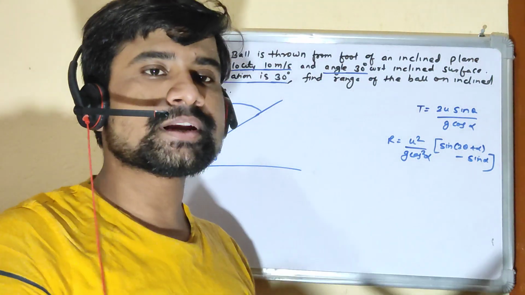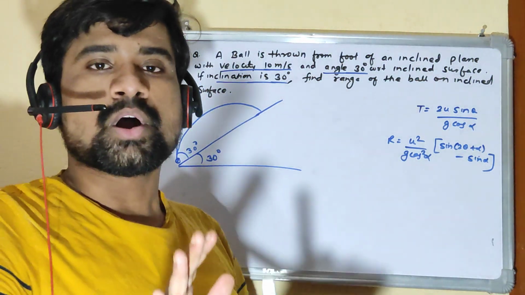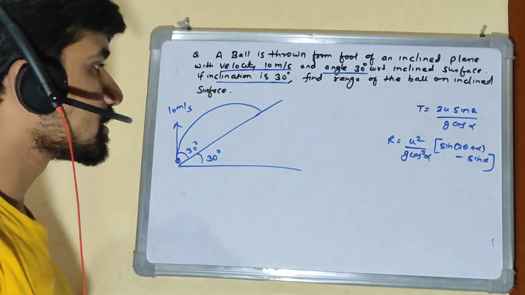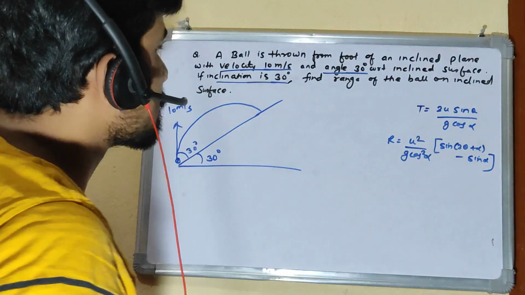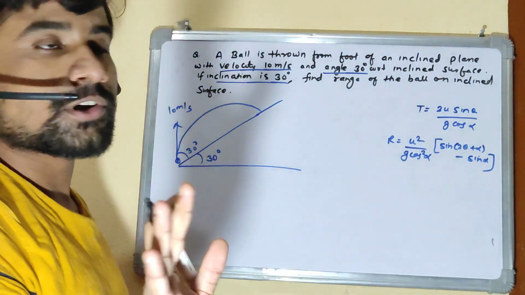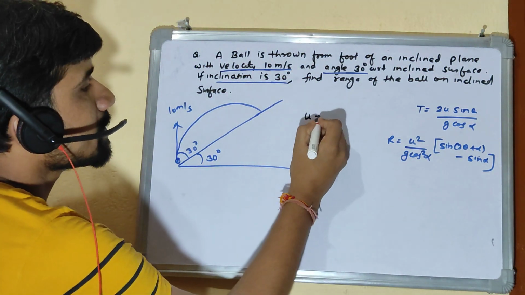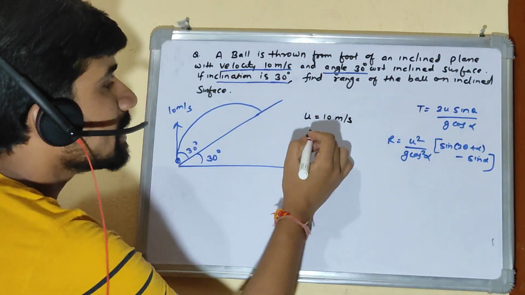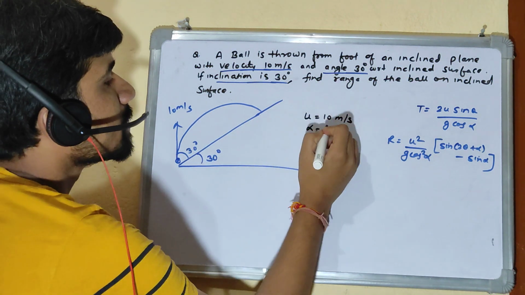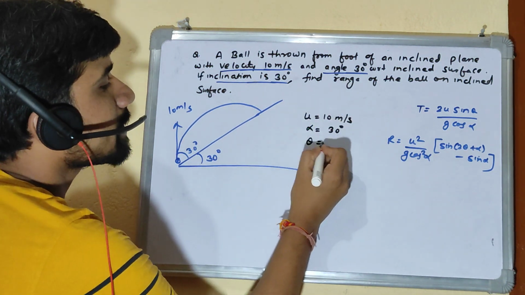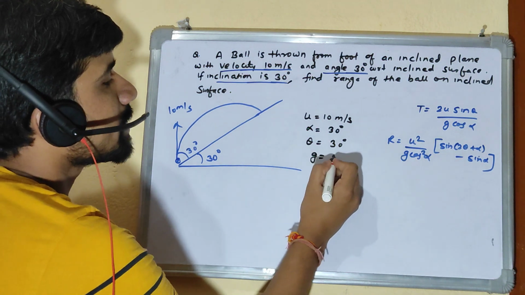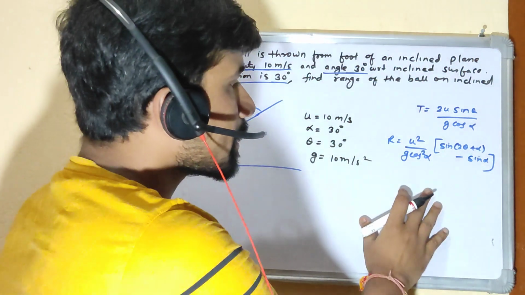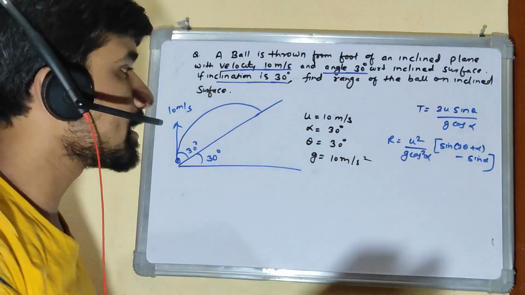So again we can calculate this by the steps we took, or we have a direct formula as well which we derived. Either way we will reach the same answer. Let's see what all is given to us. U is 10 meter per second. Don't get confused between theta and alpha. Alpha is the inclination of the inclined plane, so alpha is 30 degree. Theta here is again 30 degree. G you can take as 10 meter per second square. Now if I put all the values here, I should be able to find the range.